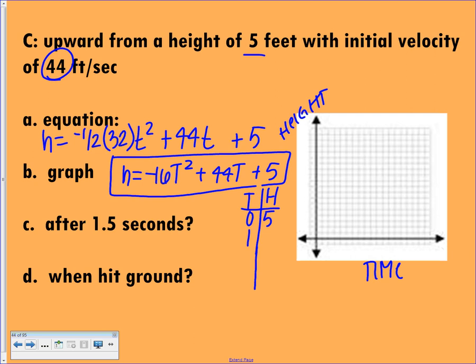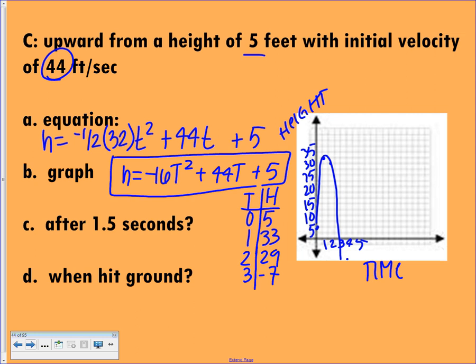Okay, if you use the equation and plug it in, 1 second will give you 33, 2 will give you 29, and 3 will give you -7. So if I go by 5s over here, and then 1s on the x-axis, I've got (0, 5), (1, 33), (2, 29), and (3, -7) is already down here. So the path of my ball would be about that.